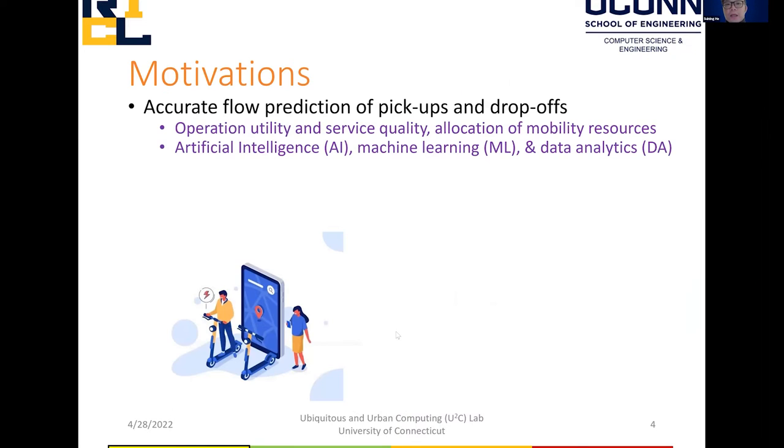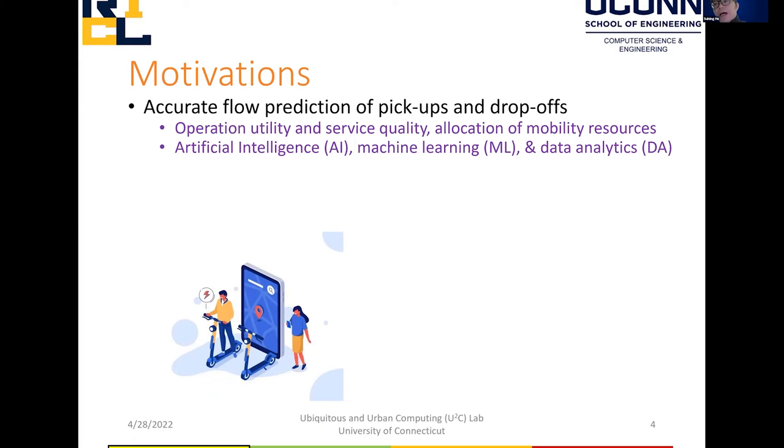Today we will focus on an important question related to scooter sharing: how we can make accurate flow predictions of the pickups and drop-offs. Pickups are where you pick up those scooters, and drop-offs are where you park those scooters. It's a very important problem for the service providers and operators, because it concerns their operation utility, service quality, as well as the allocation of mobility resources. They need to decide how many scooters to distribute at different parts of the cities.